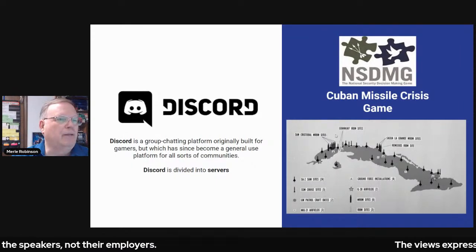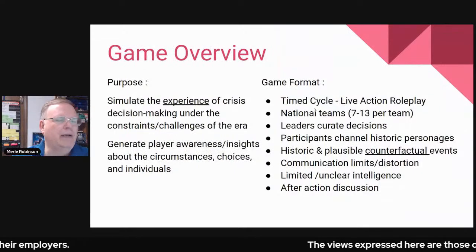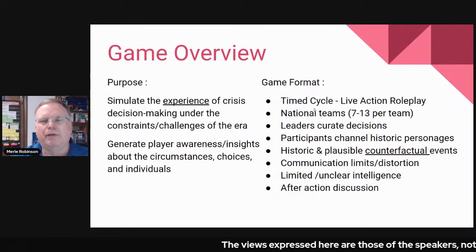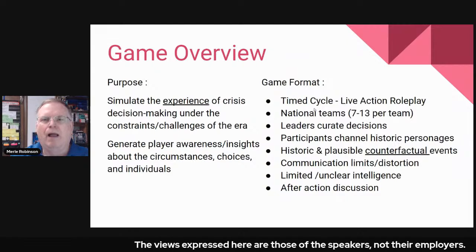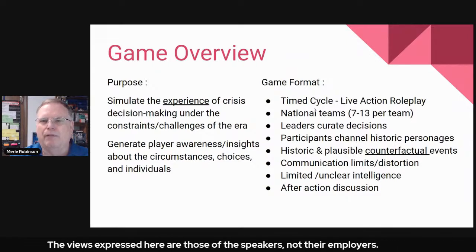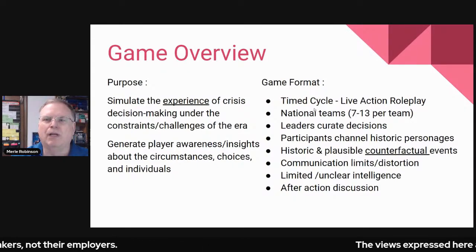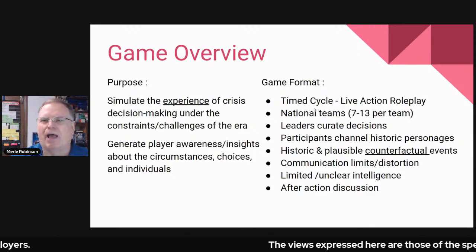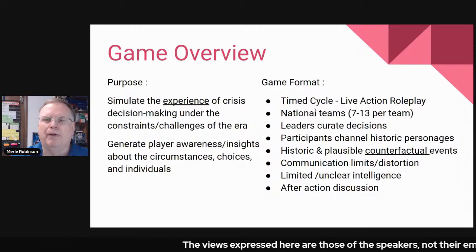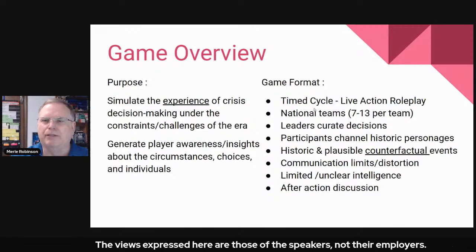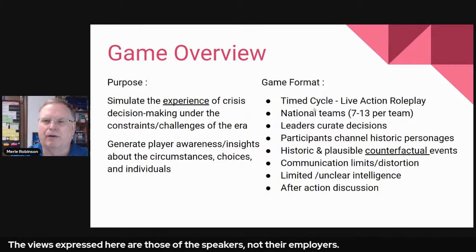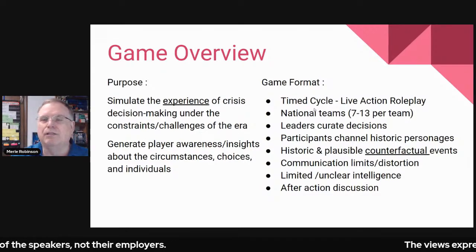Basically, this particular exercise is designed to simulate the experience of crisis decision-making and put the players under the constraints and challenges of the era, so that they get an insight and awareness about the kind of circumstances, choices, and individuals. So this is a timed, live action role play where there are national teams for the three big actors of the United States, the USSR, and Cuba. Leaders curate decisions, so they're all group decisions that are made in these sessions.